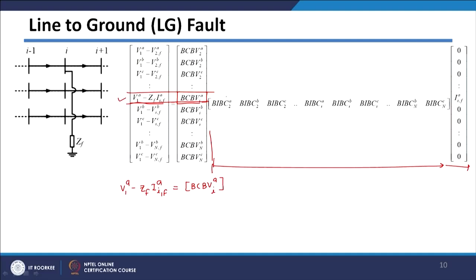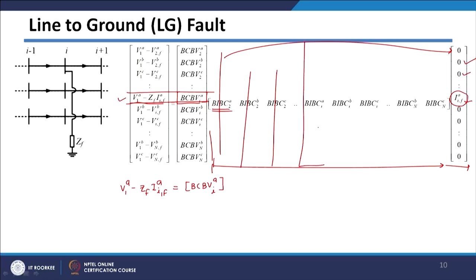if you see this whole column, this BIBC column will get multiplied by 0, this column will get multiplied by 0, this column will get multiplied by 0, meaning almost all columns except the column corresponding to this one, which is basically this column. Except this column, the multiplication of all the columns with the current matrix will be 0. So only this column will be multiplied by this entry, because this entry will basically only multiply this column.